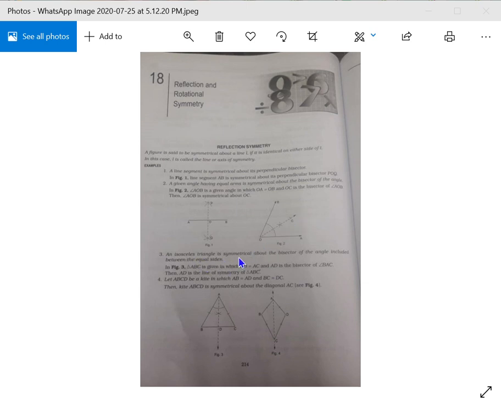An isosceles triangle is symmetrical about the bisector of the angle included between the equal sides. This is an isosceles triangle. Here AB equals AC. Then this is the angle bisector of angle A. This is the line of symmetry of the isosceles triangle. Let ABCD be a kite in which AB is equal to AD, BC is equal to DC. Then the kite ABCD is symmetrical about its diagonal AC.